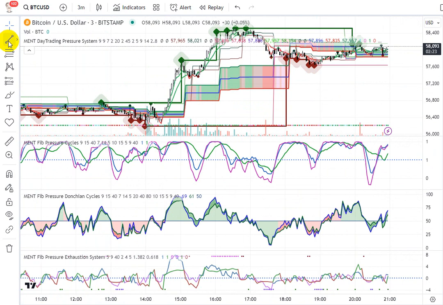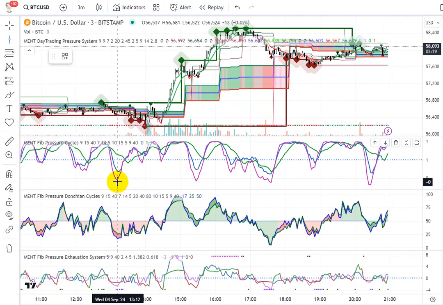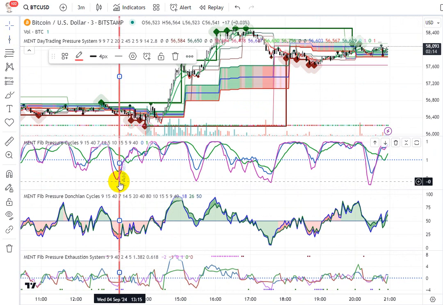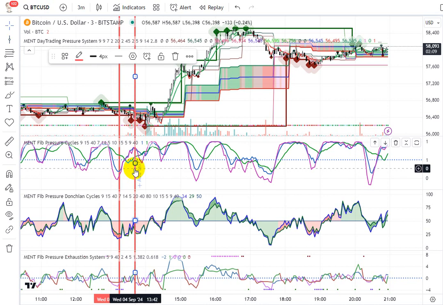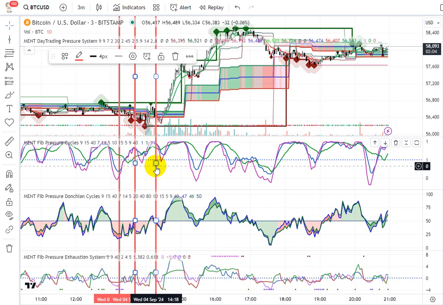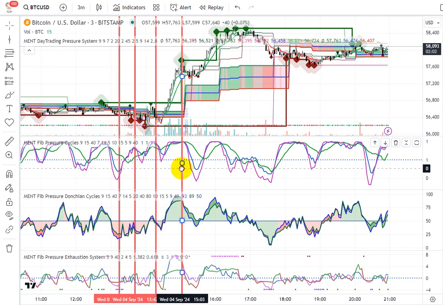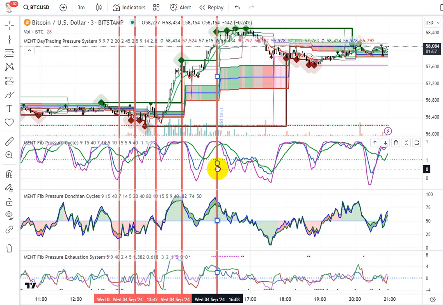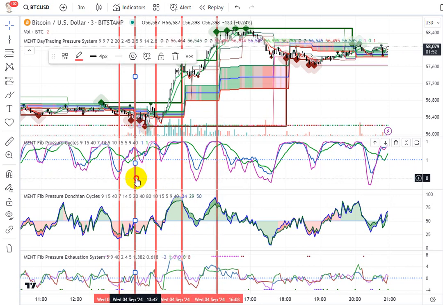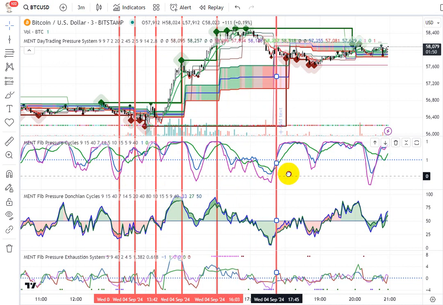Okay, so let's just real quickly come in here and mark cycle lows. So we'll try to go just to the right of cycle lows and cycle highs. So here's a cycle high right up here. Control C, V, just to the right. Control V, just to the right. Control V, just to the right of the cycle high.